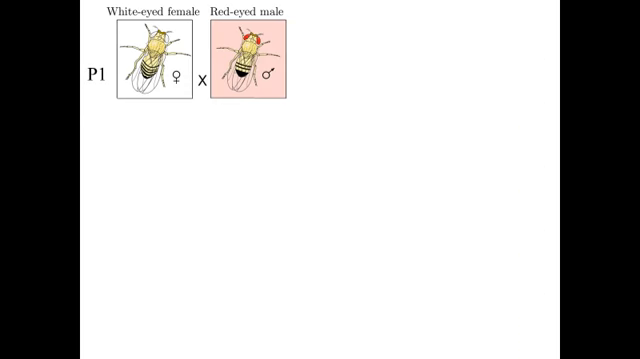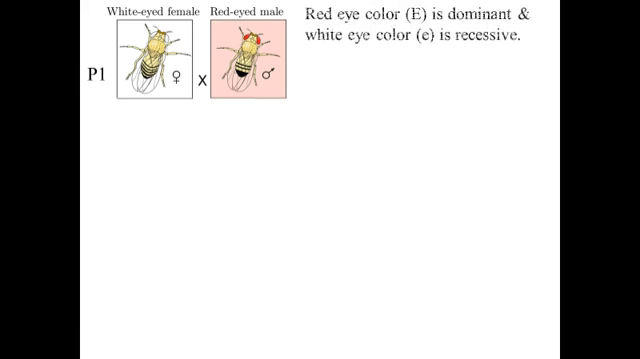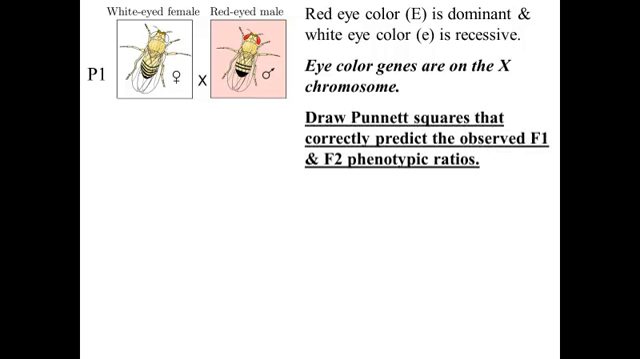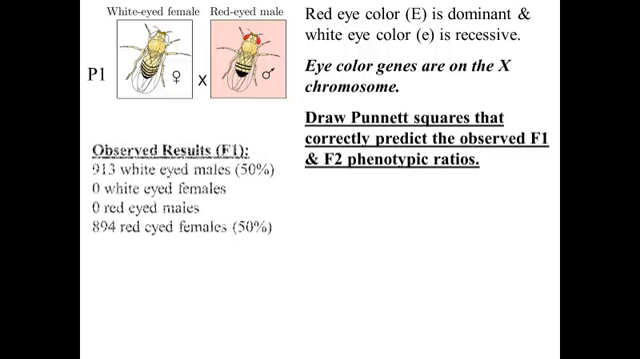Okay, so here's the problem that we started off with at the beginning of this. So here is our white-eyed female and red-eyed male. And as we said before, the red eye color is dominant and the white eye color, little e, is recessive. But here's the thing, the eye color genes are on the X chromosome. All right, so what I'd like for you to do on the left-hand side of the page is to draw Punnett squares that correctly predict the observed F1 and F2 phenotypic ratios.